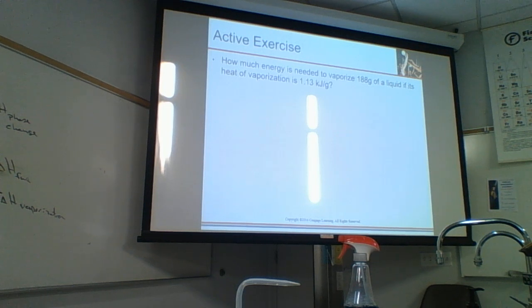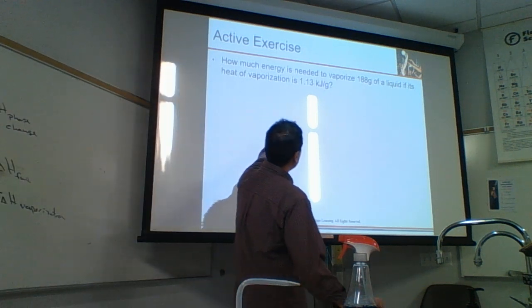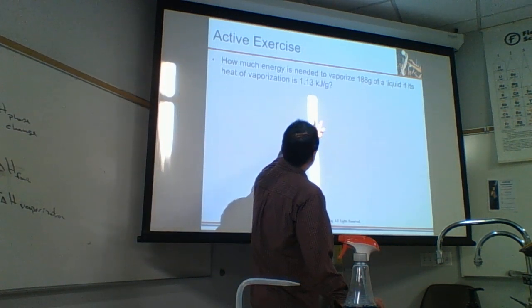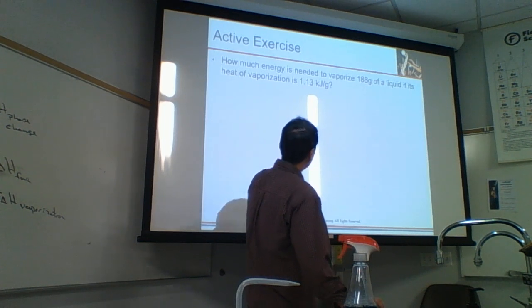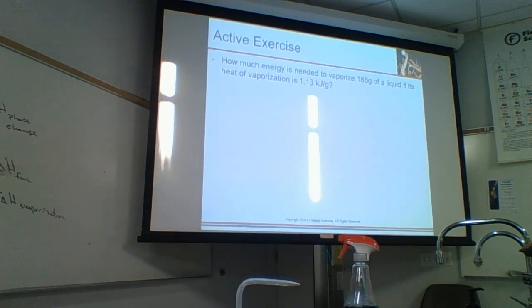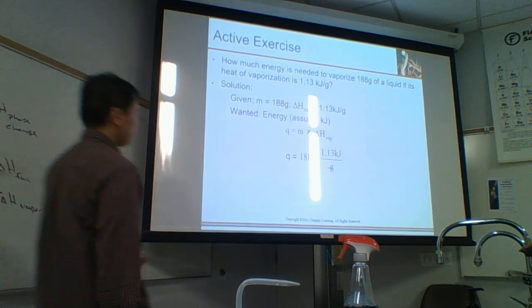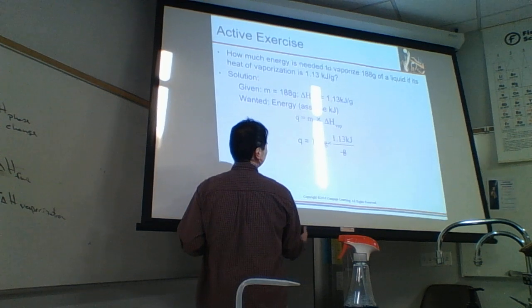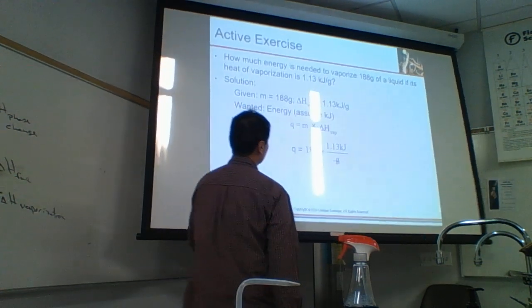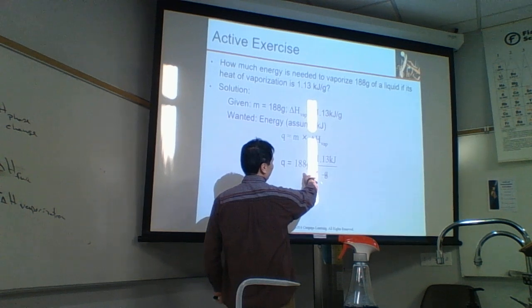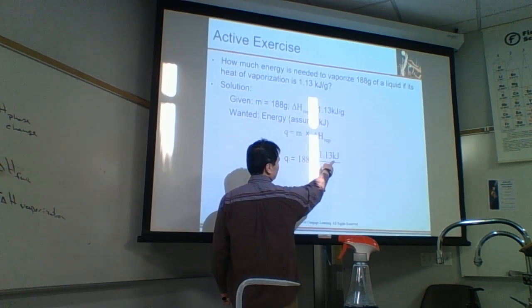How much energy is needed to vaporize 188 grams of a liquid if its heat of vaporization is 1.13 kilojoules per gram? This is a pretty straightforward dimensional analysis. It takes about 1 kilojoule per gram to vaporize, and we have 188 grams, so it's going to be 188 times that. We set this up as a dimensional analysis problem: 188 grams, and then we use this as a conversion factor. Grams cancel, left with kilojoules.